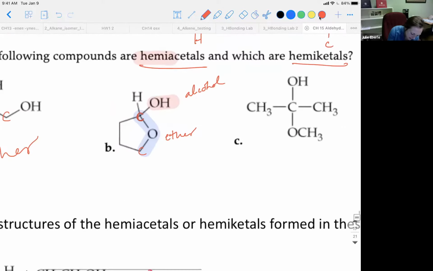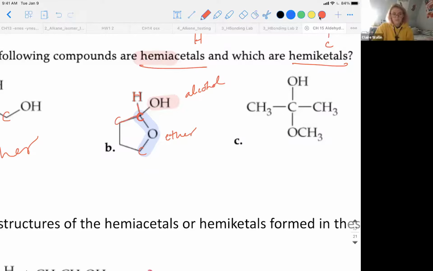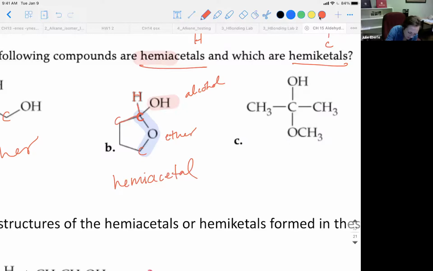So if I'm looking at this carbon right here, I see my alcohol group and I see my oxygen. So I need to look at the other two bonds. This one is bonded to a hydrogen and this one to a carbon. So do y'all think this is a hemiacetal or a hemiketal? Like, was my starting material an aldehyde or a ketone, basically? Is it hemiacetal? Yes. Okay, because of this right here, you see the hydrogen bonded off that carbon. That makes it a hemiacetal.